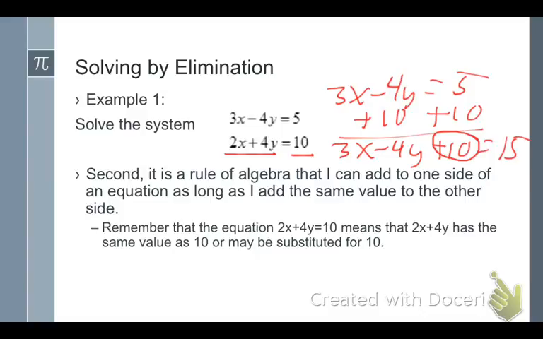I can add 10 in the form of 2x plus 4y because they are the same value. So what this means is that to the side with the numbers of my first equation, I'm going to add the side with the numbers of the second equation. To the side with the letters, I'm going to add the side with the letters. This is legal because the second equation tells me adding 10 is the same as adding 2x plus 4y.